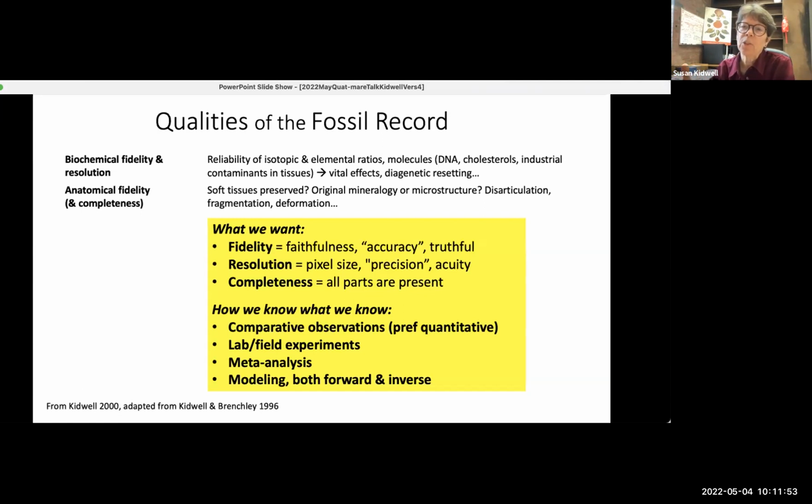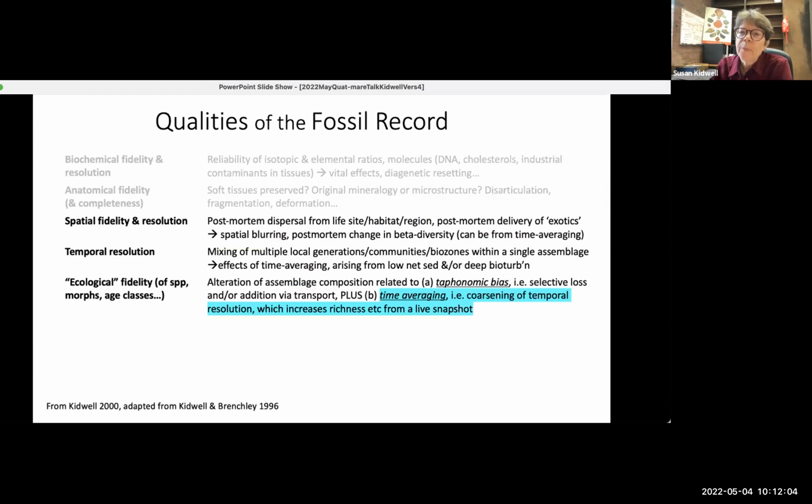And we use all different kinds of methods to understand this, and I'll give you some examples of most of these, but we throw everything we have at this problem. Three other kinds of information that we want to evaluate, we want to use and thus evaluate the quality of, is the spatial fidelity, the spatial faithfulness of the biological information. And again, its resolving power. How much postmortem dispersal and blurring, spatial blurring of the information do we have? We also care about temporal resolution, that is the scale of time averaging. And of course, all the many things that can happen in that window of time averaged accumulation, including the effects of having a longer window of time in which we sample the community.